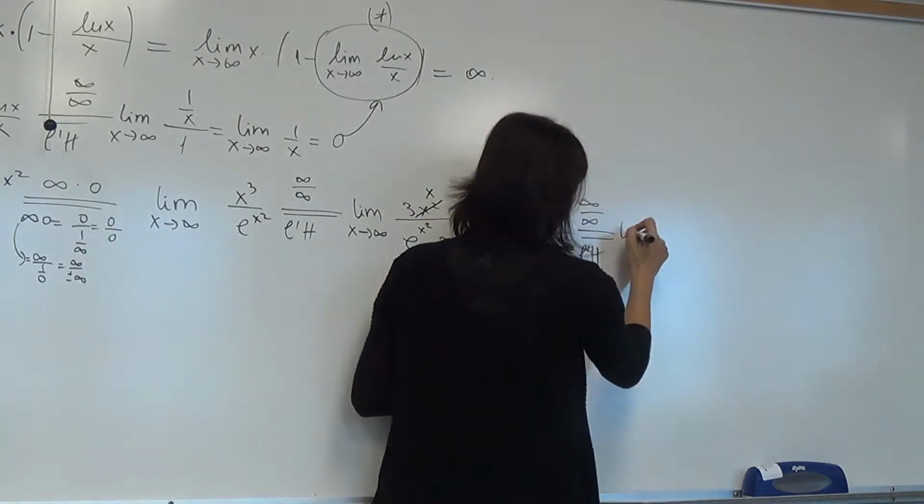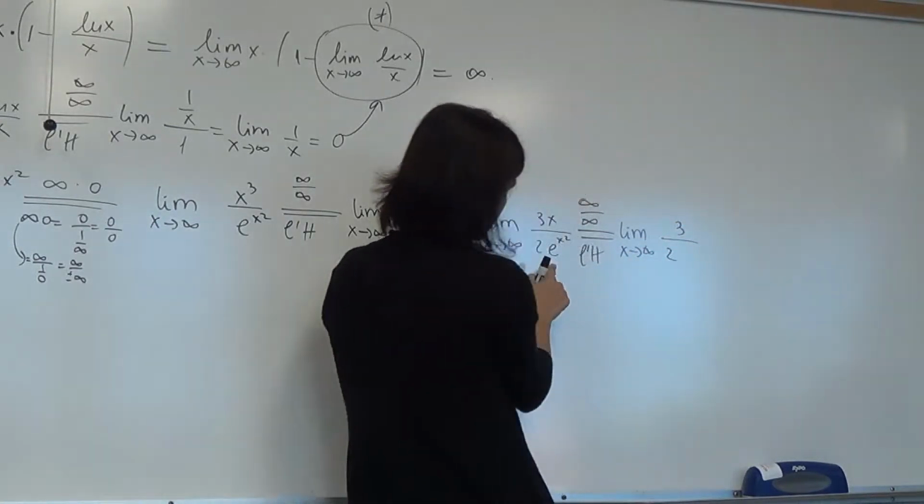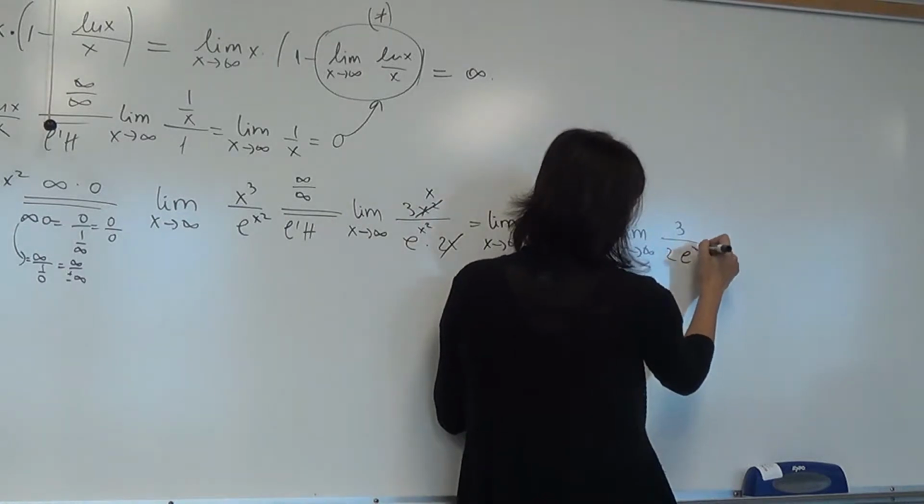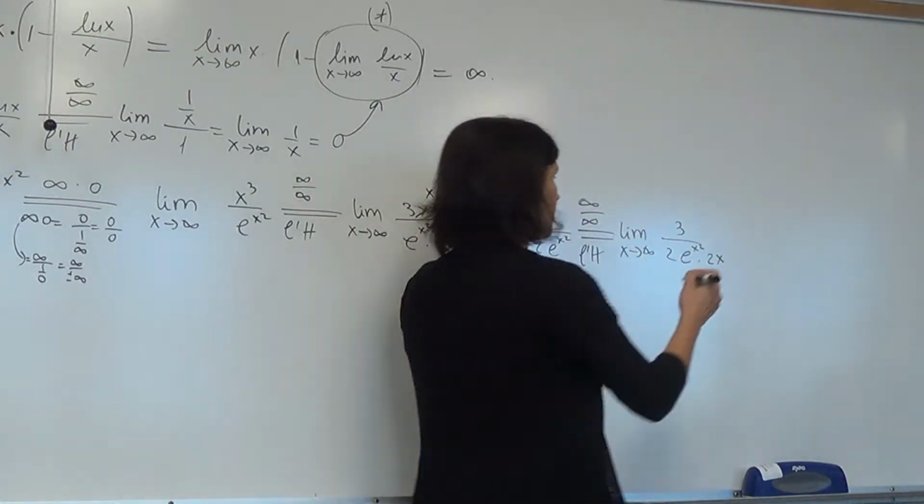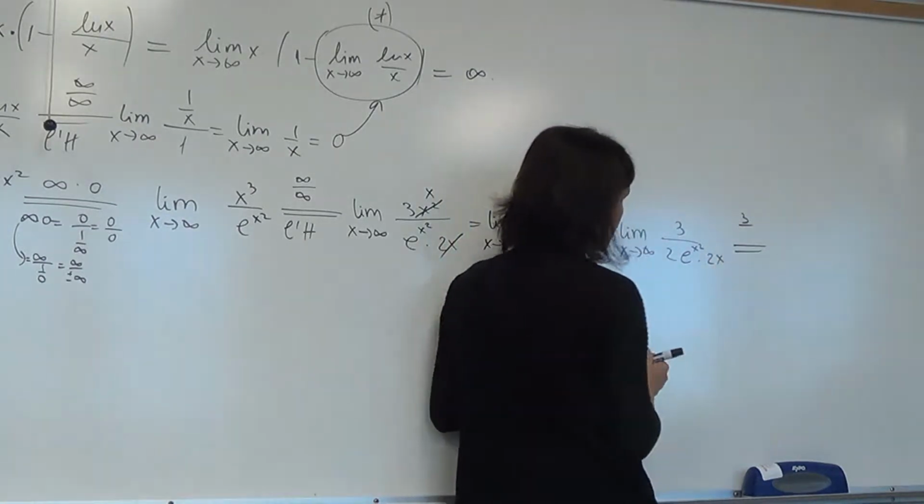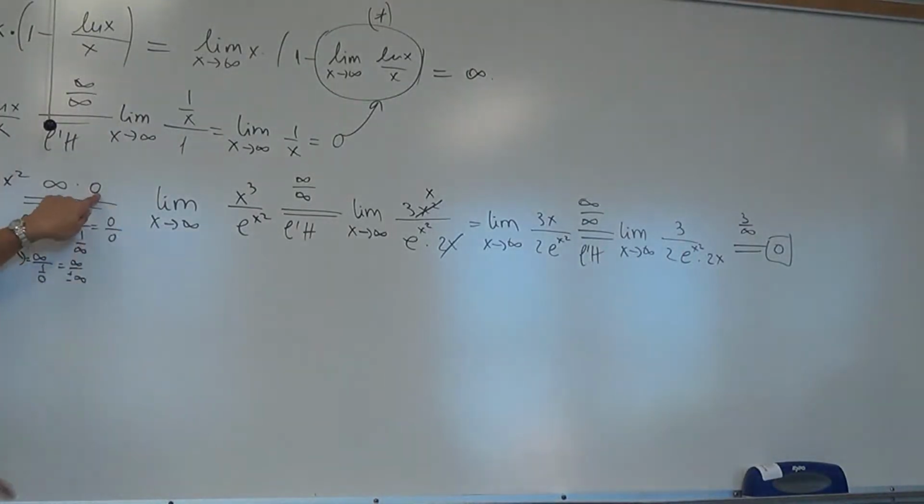Apply again L'Hopital. Now this is 3 over, and we already did that derivative of this. It's the same exponential times the inner prime, which will be 2x. So now when you take x going to infinity, this is not anymore infinity, it's 3 over infinity, which is 0. So it looks like this one was dominant, which makes sense. The exponential goes faster to 0 compared with x cubed going to infinity.